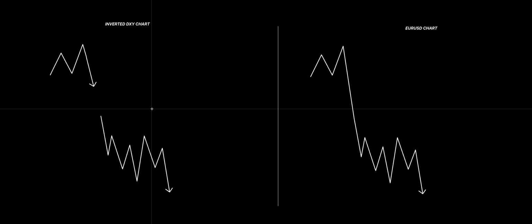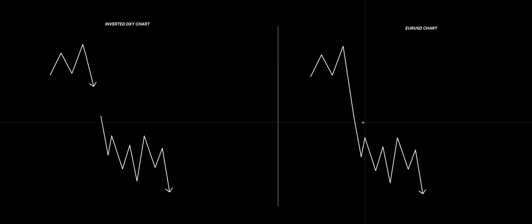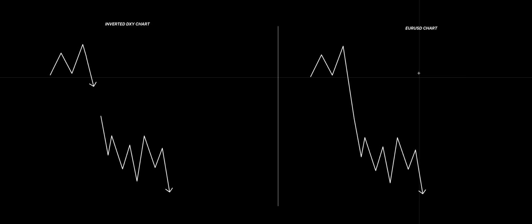So for Mac users, you simply need to press Option and I, and for Windows users, if I recall correctly, it's Alt and I. What it does, it simply inverts your chart, and this is when you pretty much have two identical charts when it comes to DXY and euro dollar, and then there is a great correlation. It's very easy to see SMT divergences, for example, and everything else. So this is what I personally do.